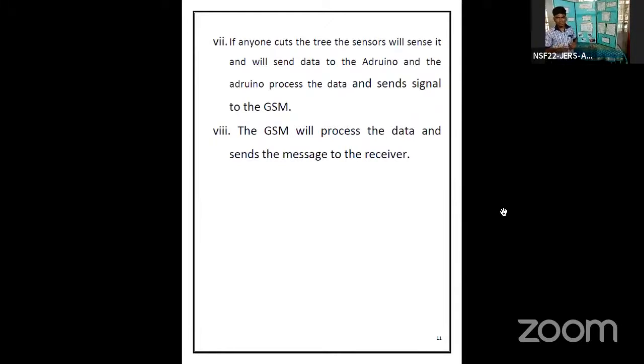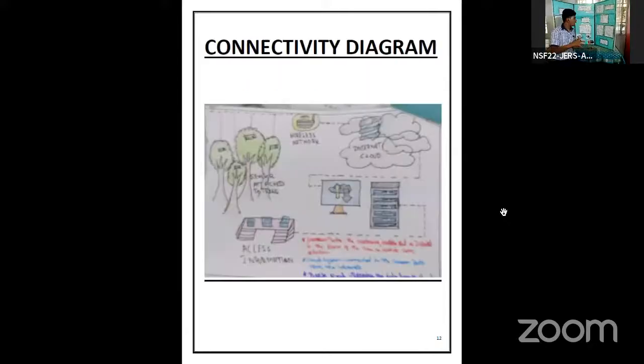Arduino will process the signal and send the signal to the GSM. From the GSM, there will be a SIM. From the SIM, you can get a message on your mobile phone that in a particular location, this tree has been cut down, and video footage will also be available on your phone. So we can see who is cutting the forest illegally and who is causing deforestation. We can easily find them, catch them, and put them into jail.